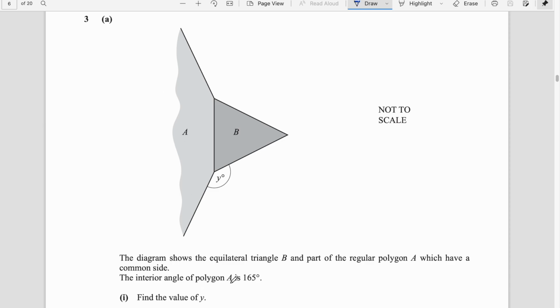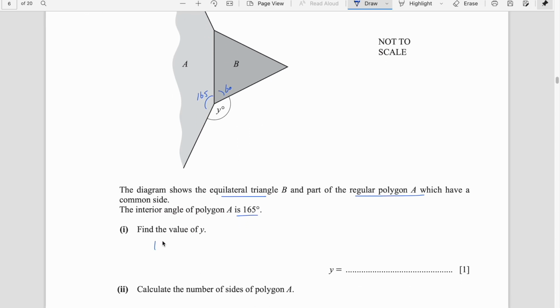Question number 3. The diagram shows an equilateral triangle B and part of the regular polygon A which have a common side. The interior angle of the polygon A is 165. Find the value of y. If this is 165, this being the equilateral triangle, angle is 60. So we add these three. 165 plus 60 plus y is equal to 360. So y equals 360 minus 60 minus 165, and it comes out to be 135 degrees.